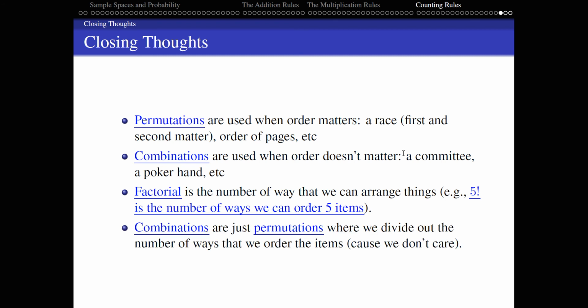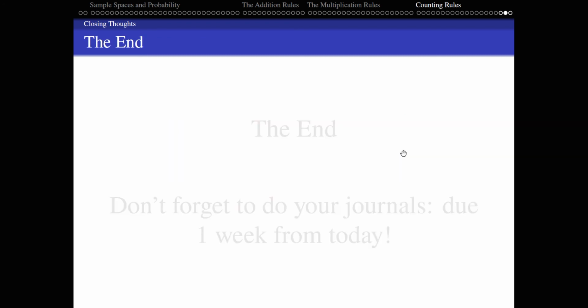And last but not least, combinations and permutations are very, very related. Combinations are just permutations where we took out the fact that you care about the order in which the items were in. Combinations, we don't care, so we just divided out the order in which all of those items were in. Now this ends Chapter 4, our probability chapter.